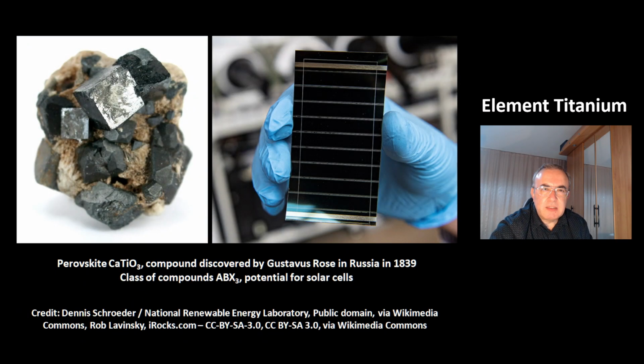This at the left is the compound perovskite. Perovskite has two meanings. One is this compound calcium titanium oxide. It was discovered by Gustavus Rose in Russia in 1839. And perovskite is also the name of the group of compounds ABX3. That's the general formula. And these compounds have a big potential for solar cells.